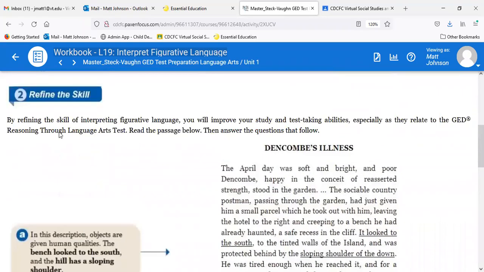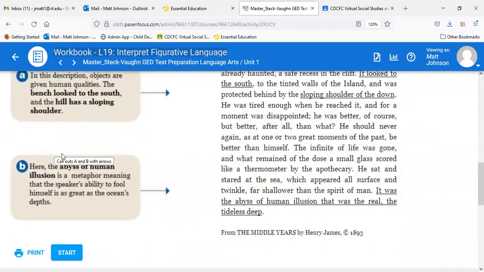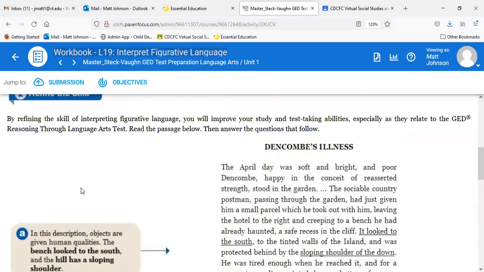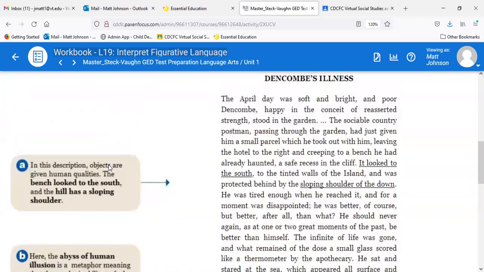And a new passage here, Denham's illness. And this was from The Middle Years by Henry James, 1893. The April day was soft and bright, and poor Denham, happy in the conceit of reasserted strength, stood in the garden. The sociable country postman passing through the garden had just given him a small parcel, which he took out with him, leaving the hotel to the right and creeping to a bench he had already haunted, a safe recess in the cliff. It looked to the south, to the tinted walls of the island, and was protected behind the sloping shoulder of the down. He was tired enough when he reached it, and for a moment was disappointed.